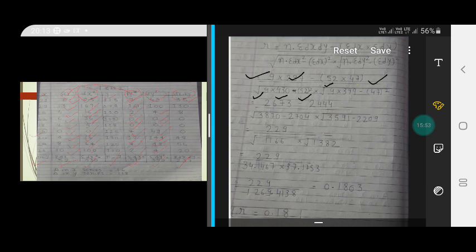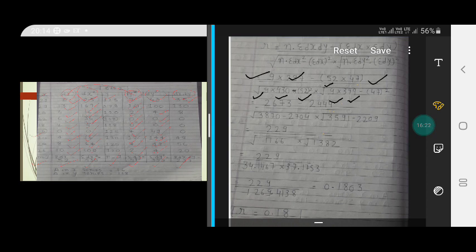N into summation dy square minus summation dy whole square. So what's the value of n in case of y? It's 9, so we will write 9 over here. Okay. Then what is the value of summation dy square? It's 399, so we will write 399 over here. Then minus summation dy whole square. So how are we going to write the value of summation dy whole square? We will just make the square of the value of summation dy.